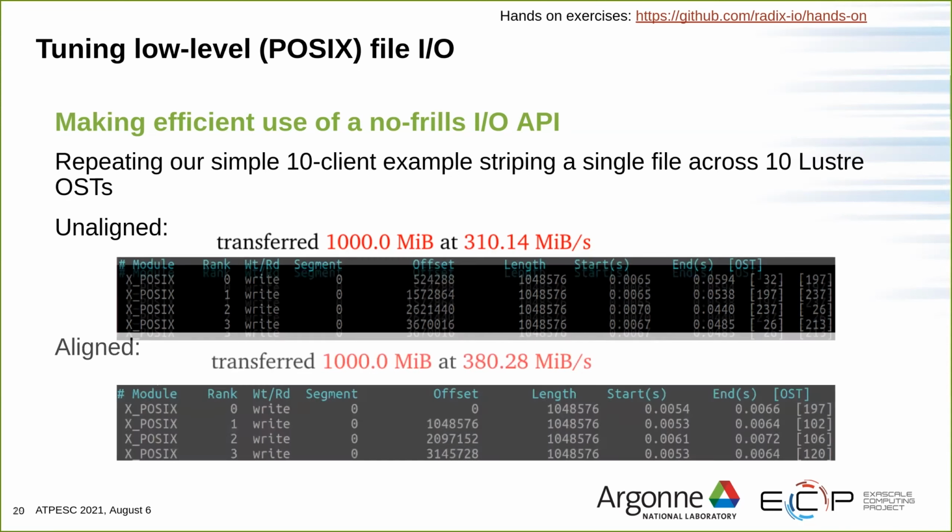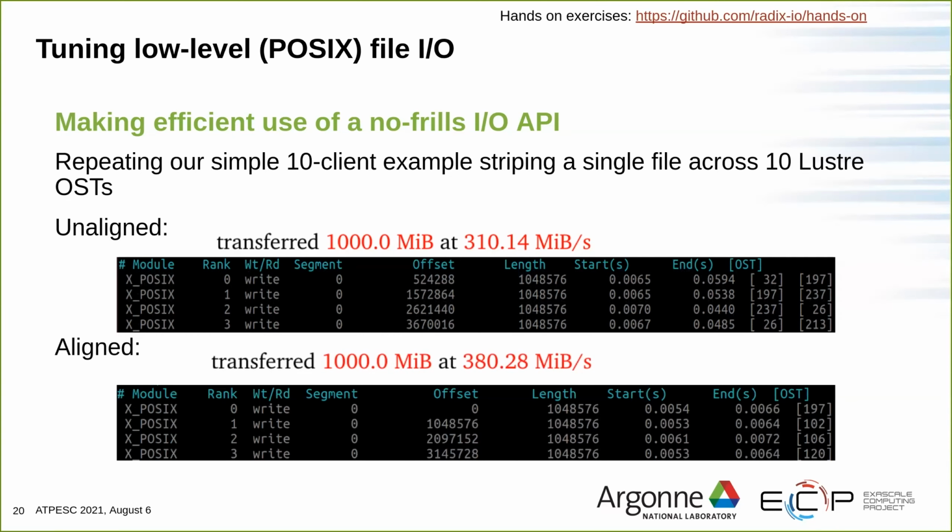And you can see what happens in the aligned case. I changed it so the offsets are aligned on the block boundaries, or the stripe boundaries for Lustre, and you can see on this offset field that they're all well aligned. In this case, it's not as drastic as the stripe parameters that we considered earlier, but we still got roughly a 25 to 30% performance boost just by ensuring that we're aligned.